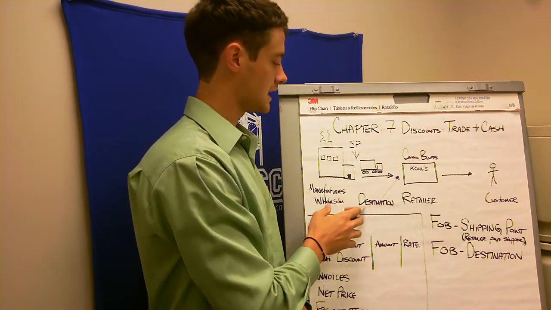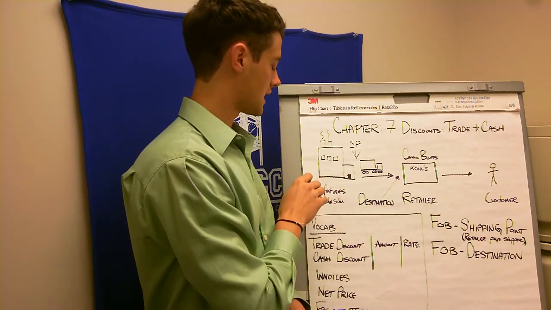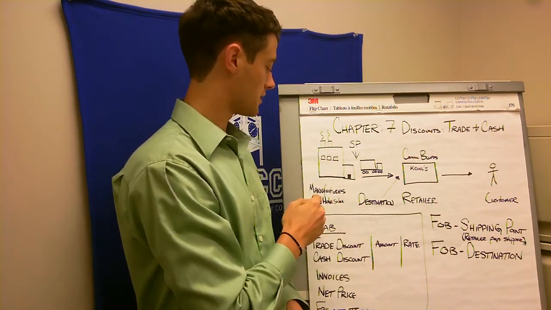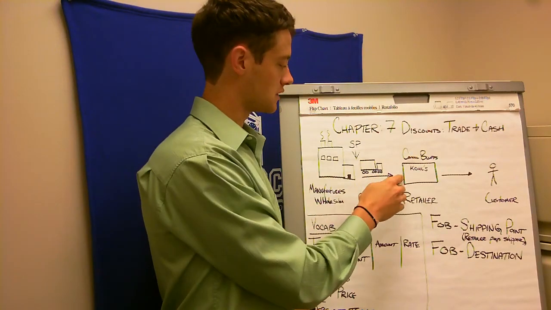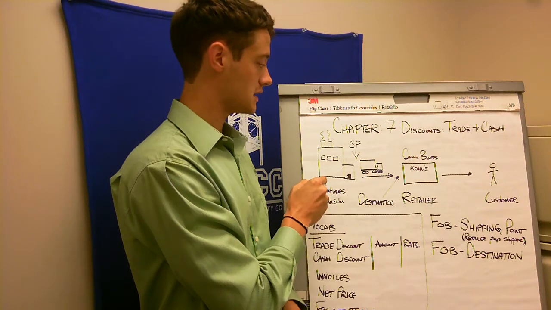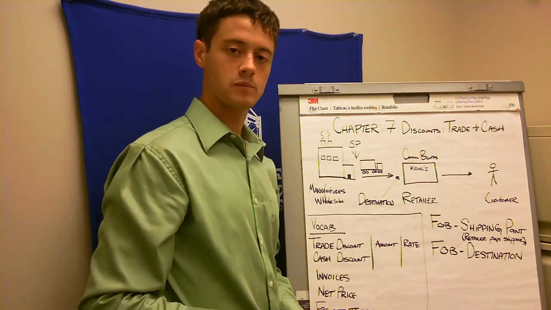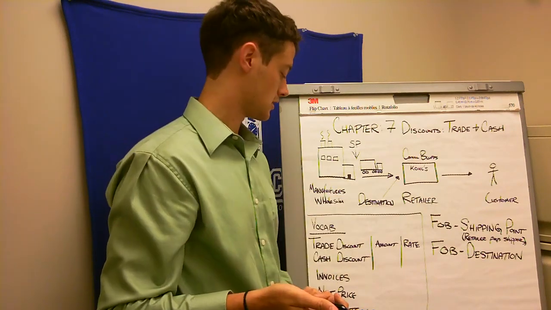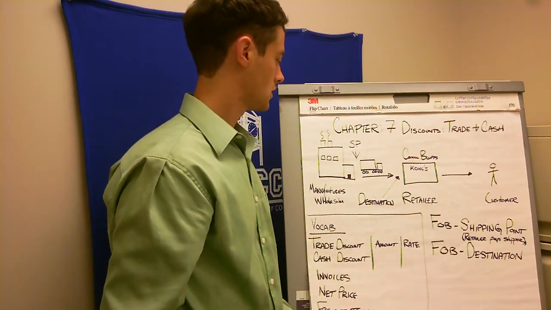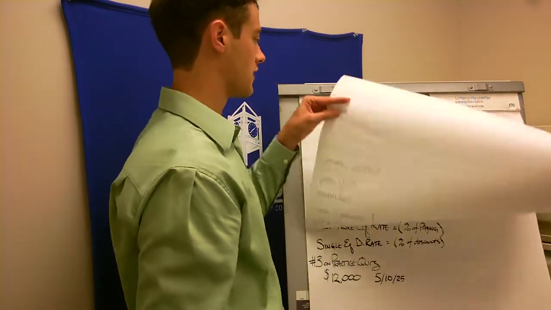Now if it says destination, then the goods are actually owned by the manufacturer until it arrives at its destination, and thus the manufacturer pays for the shipping when it's called FOB destination. So those are a couple things to pay attention to and why they are that way.